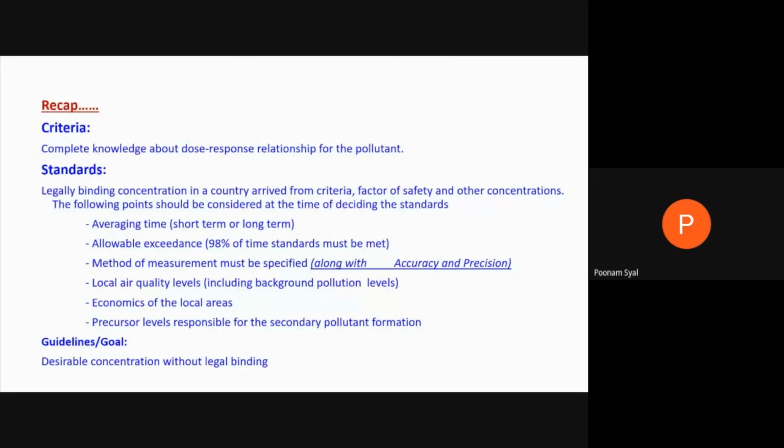I request the participants please mute your mics and attend the lecture. Yes, sir. So these are the standards, and based on that standard, we can say whether this particular thing is a pollutant or not. If it is beyond the standard, we can say this is a pollutant, or if it is less than that, we cannot say those are pollutants.